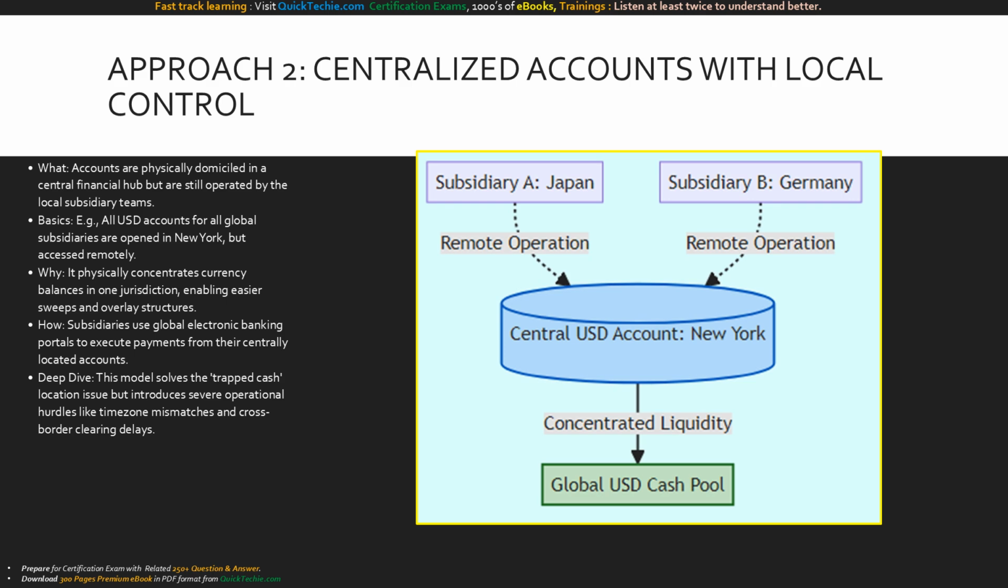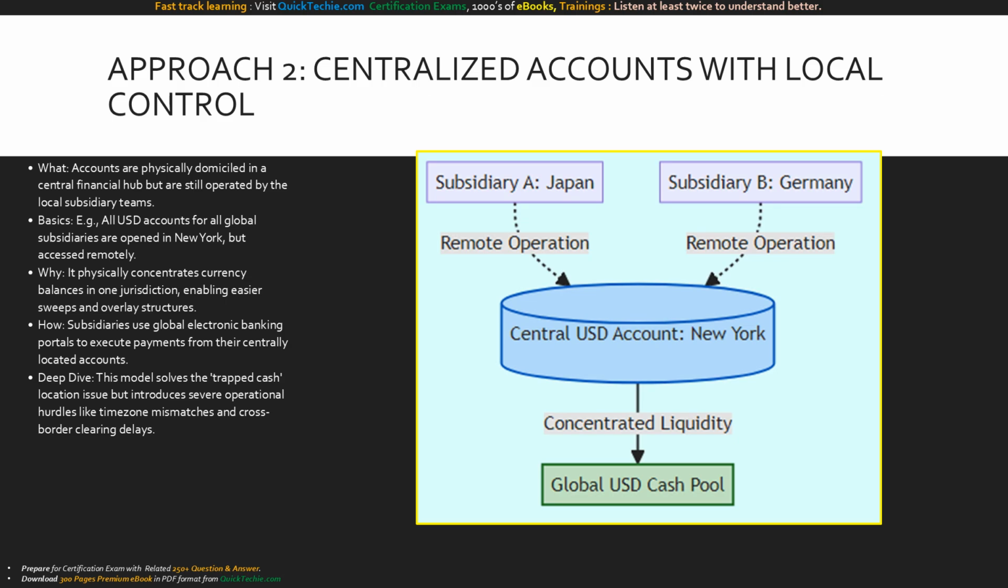Why take this approach? By putting all USD in New York and all euros in London, you naturally concentrate your currencies. It makes setting up cash pools exponentially easier. How does it work operationally? The subsidiaries log into a global electronic banking portal to initiate payments from their New York account.